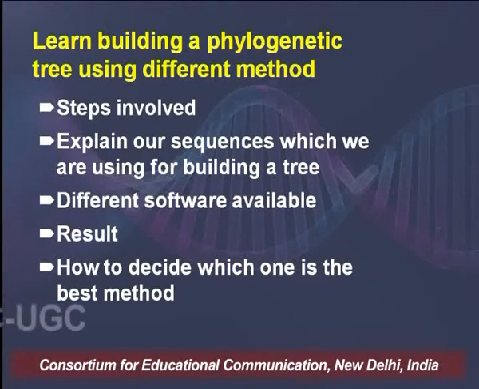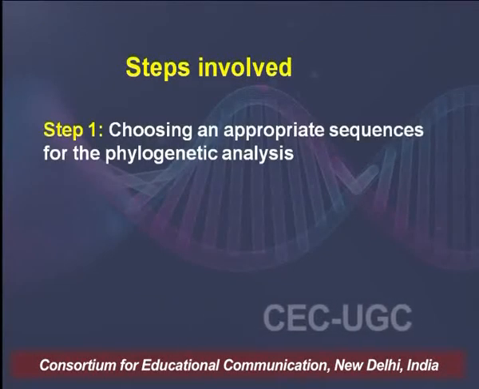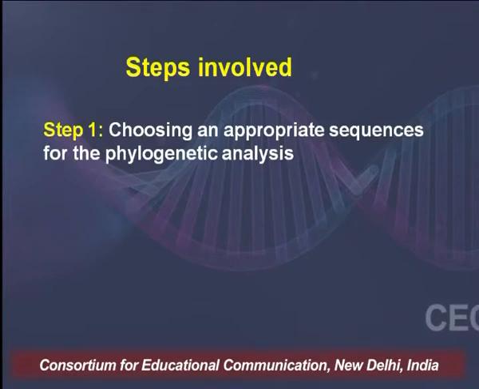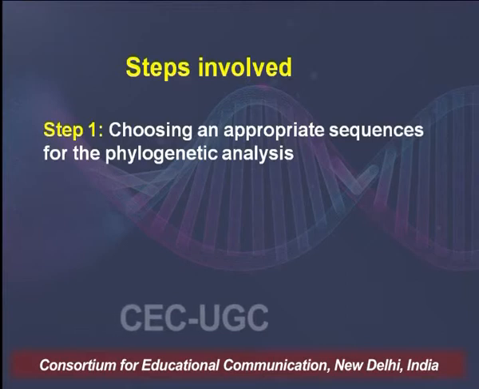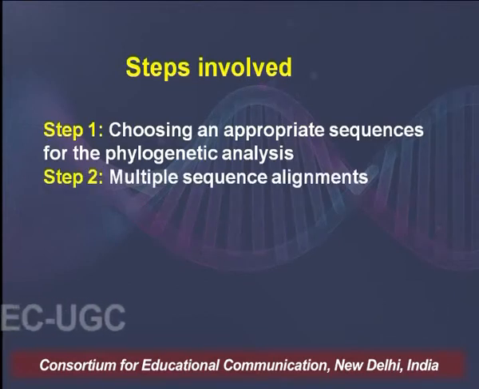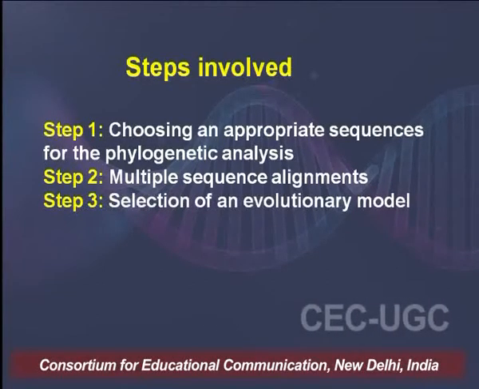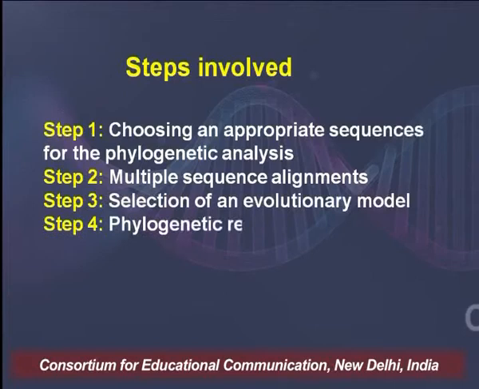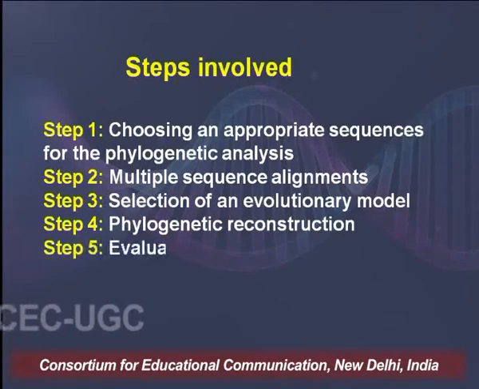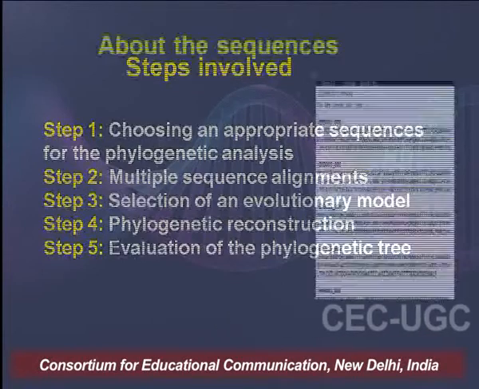So, first talk about the steps involved in building a phylogenetic tree. The first step is we choose the appropriate sequences for building a tree. Meaning there should be some difference between them, as we have been talking earlier in the previous MSA class also. We will make the multiple sequence alignment with these sequences, then we select an evolutionary model and we will make the phylogenetic tree, and then we will evaluate this tree, that what is this tree showing us.